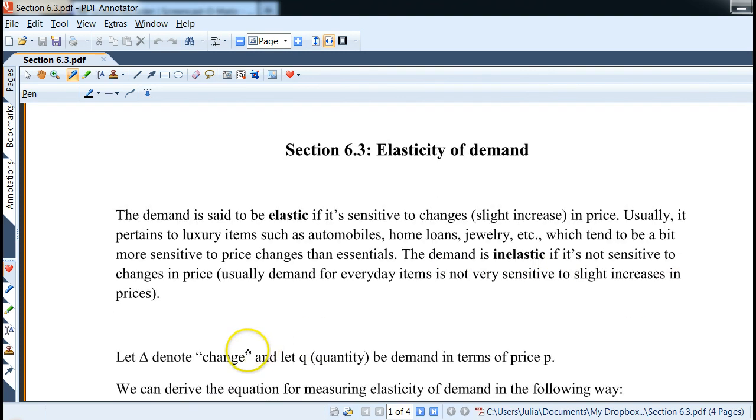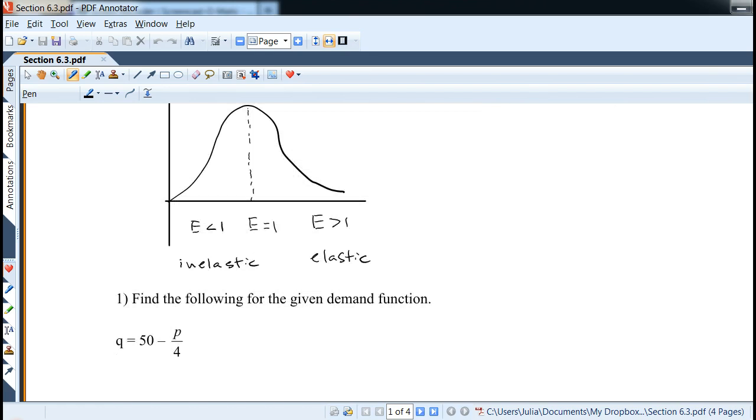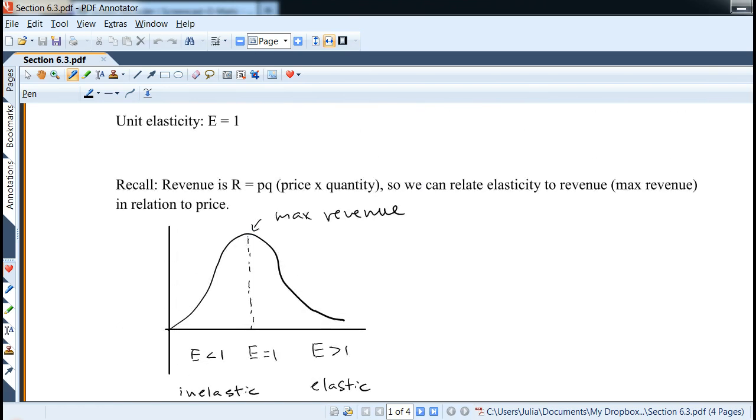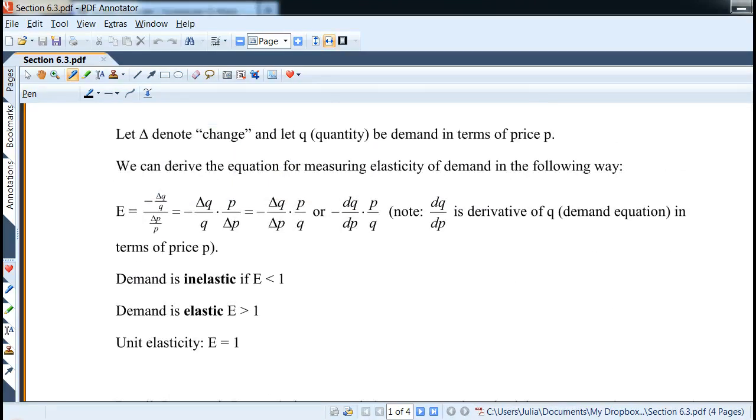So if we denote delta to be change from now on and Q to be quantity as a demand in terms of price P, here's how we can derive an equation for elasticity. If we track the changes in demand, which is negative delta Q over Q, we know that the demand is going to be decreasing as price increases. This is the change in price. And we can actually do the derivation. We can flip the fractions: negative delta Q over Q times P over delta P.